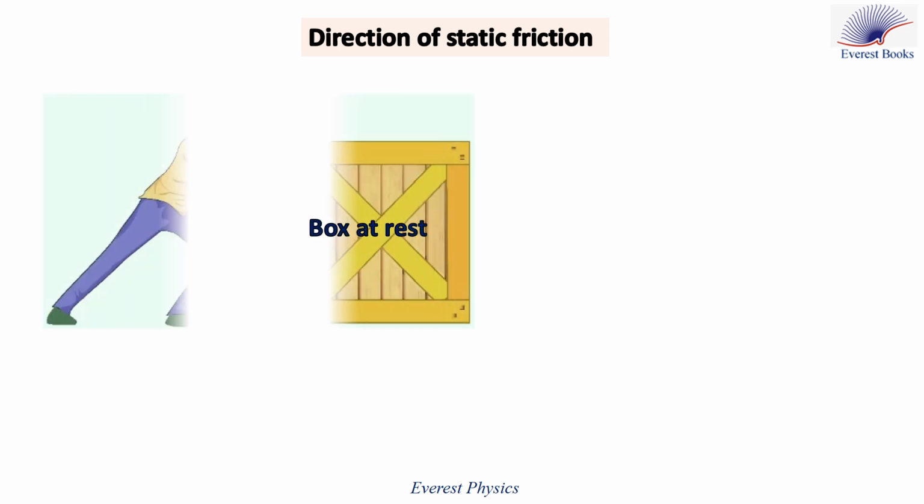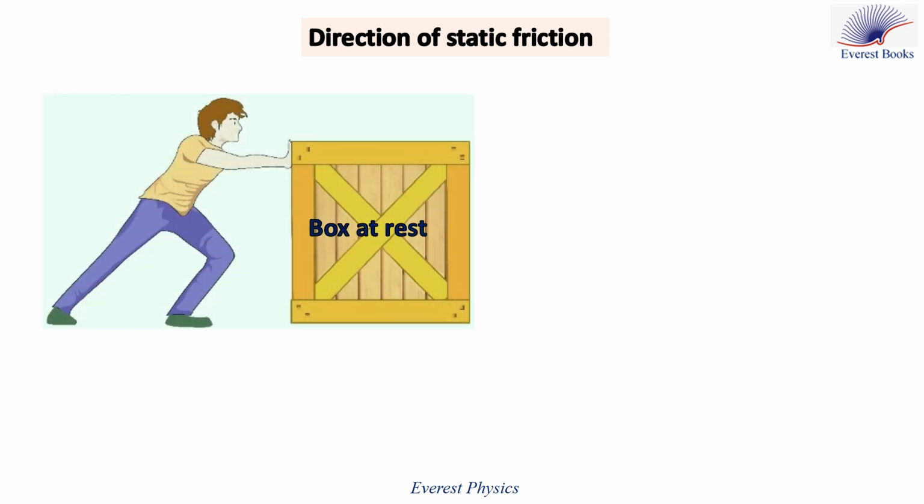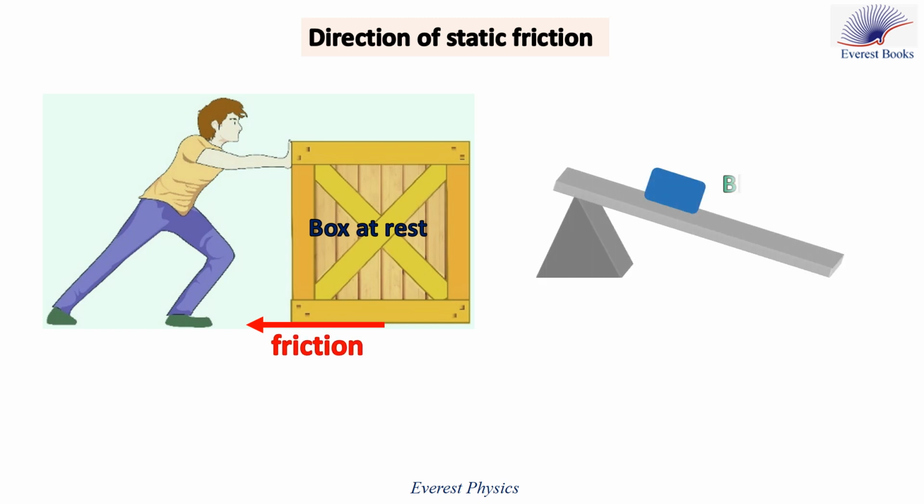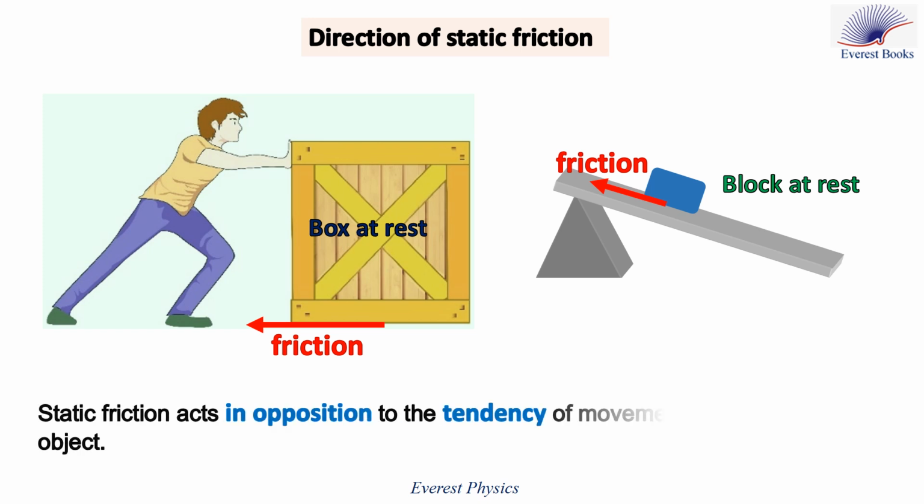In the figure shown, the boy is trying to push a heavy box horizontally to the right on a rough surface, but the box remains at rest. The static friction acting on the box is horizontal and directed to the left. In this figure, the block is at rest on the inclined plane and its weight tends to move it downward. The static friction acting on the block is parallel to the surface of the incline and directed upward. Therefore, static friction acts in opposition to the tendency of movement in a stationary object.